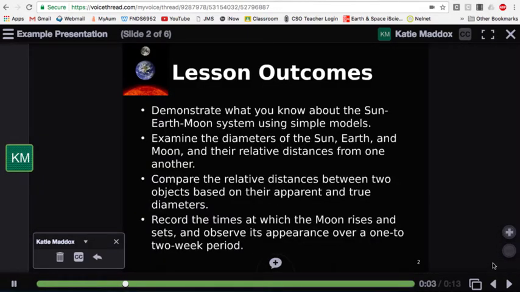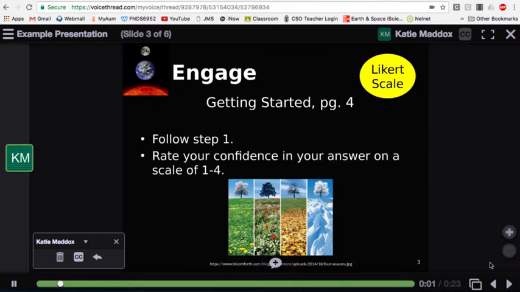Alright students, today we are going to be looking at lesson outcome number 1. Demonstrate what you know about the sun, earth, moon system using a simple model. Students, please open your student textbook to page 4, and we're going to follow step 1. Please read the 4 statements located on page 4. You have picture references located on the slide, and rate the confidence in your answer from a scale of 1 to 4, 1 being the least amount of confidence you are, and 4 being the most confident.